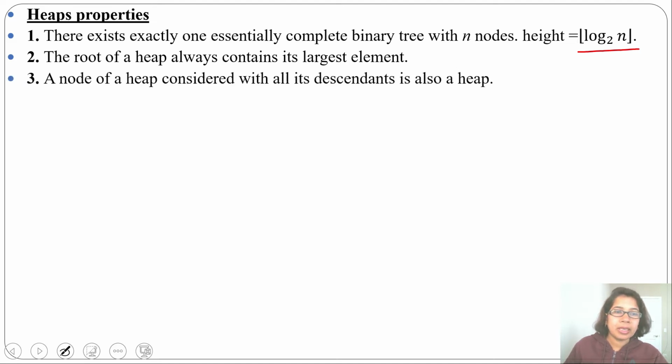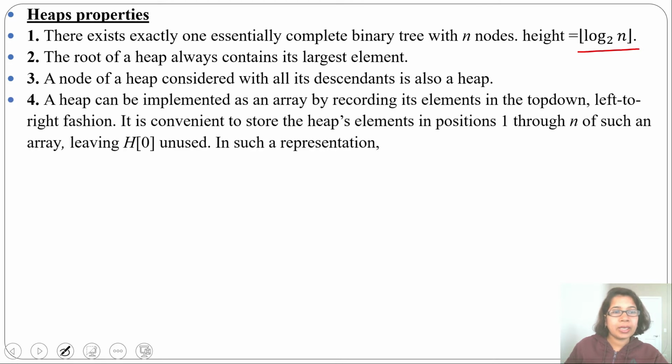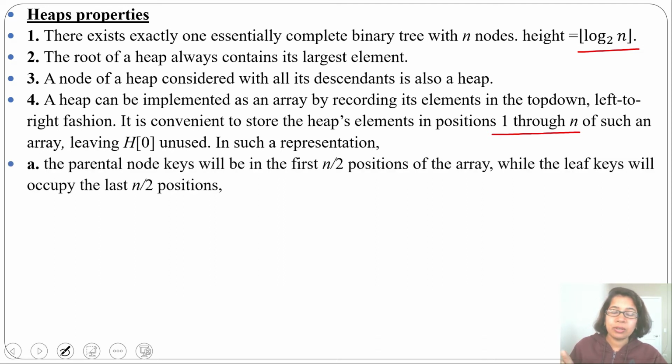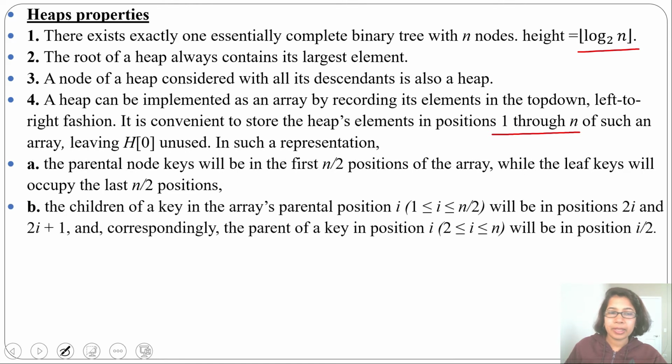Next, the third property: a node of a heap considered with all its descendants is also a heap. Means if we consider a subtree, that is also a heap. Next, fourth, a heap can be implemented as an array by recording its elements in top-down, left to right fashion, or you can say in level order. It is convenient to store the heap's elements in positions 1 through n of such an array, leaving index 0 unused. In this representation, the first half of the positions will be internal nodes and the last half will be for leaves. I will explain with the example.